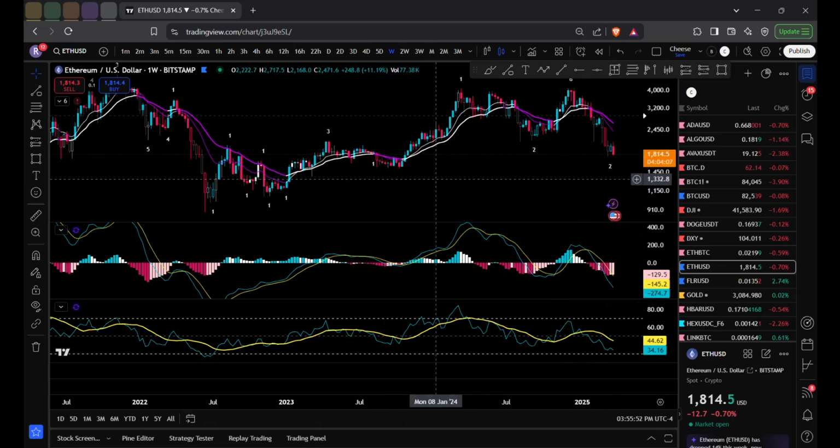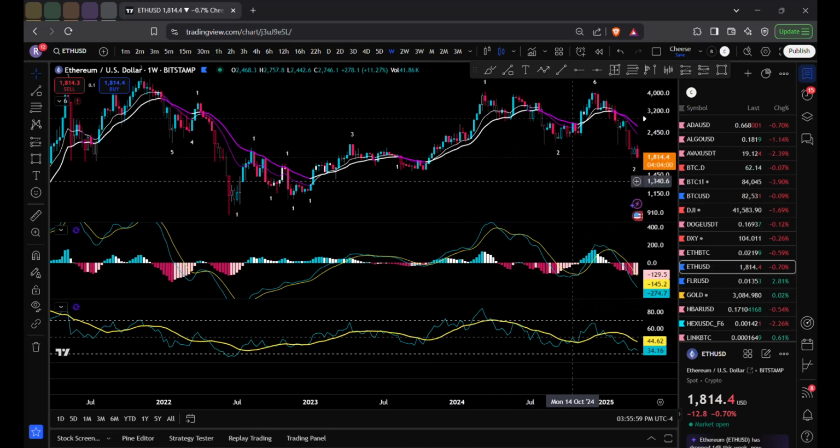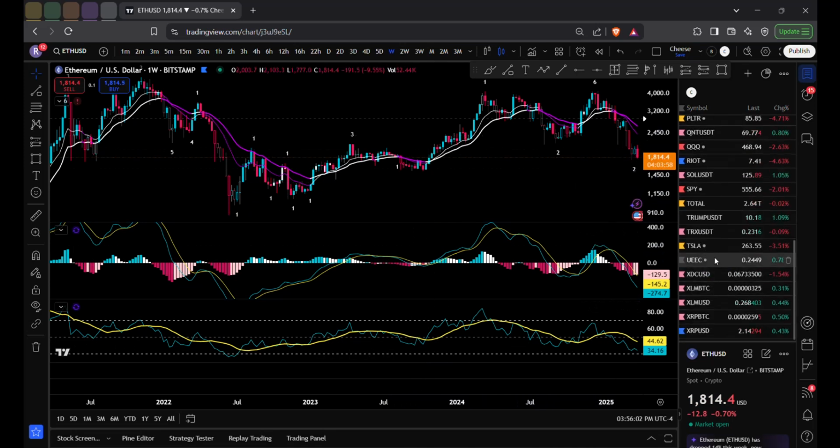When do you want to buy? When the candles are above the moving average, you have a golden cross, your RSI is above the moving average, you're in section A, and you have room to grow. Let's look at Tesla.